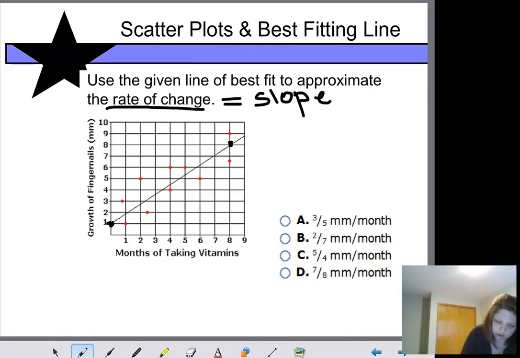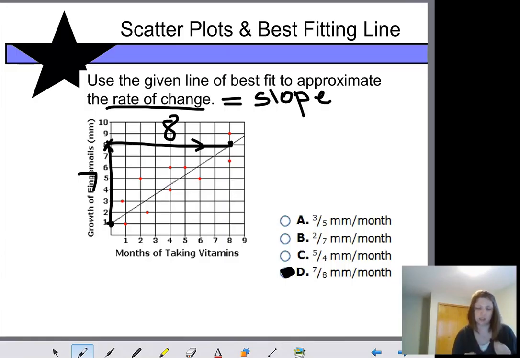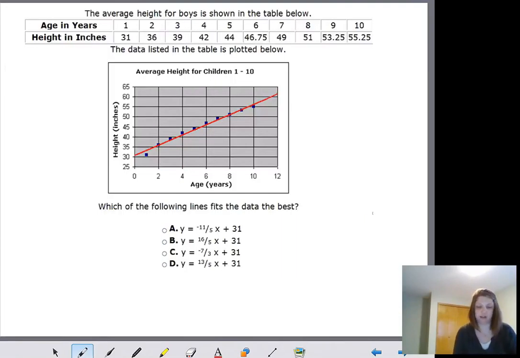So if I count this, rise over run, this will give me exactly 7 blocks up over 8. So D will be my best choice here, and D will be the right answer. Let's take a look at another one. So we will kind of practice with those.